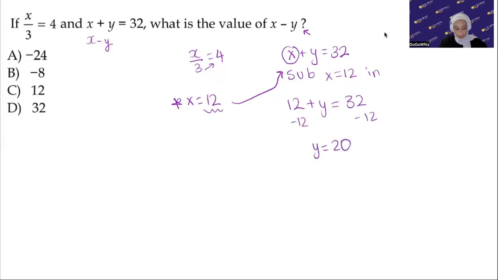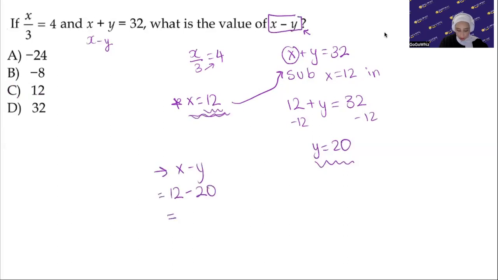There you go. Now, most people are tempted once they see this 12 over here. Ooh, let's just choose this one. No, no, no, no. Please make sure that you recognize what you're trying to find. We're not trying to find x. We're trying to find x minus y. So we're going to find x minus y now. Now that we already have the 12 for the x, which we found over here, and then we found y to be 20, we're going to sub that in. We're going to say minus 20.